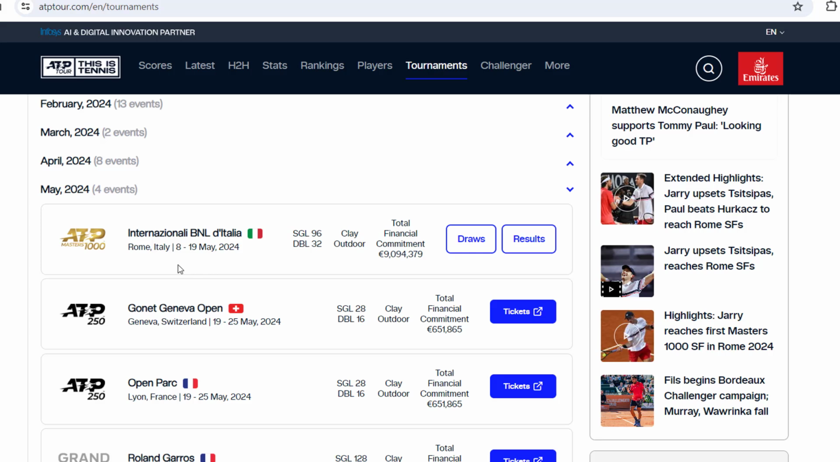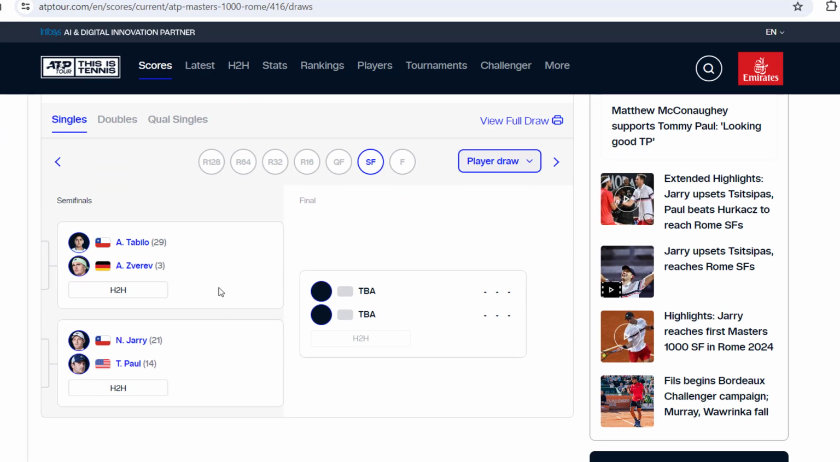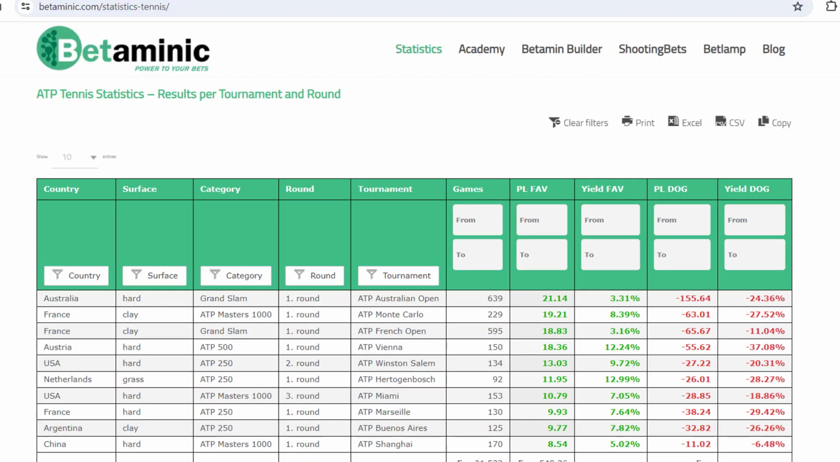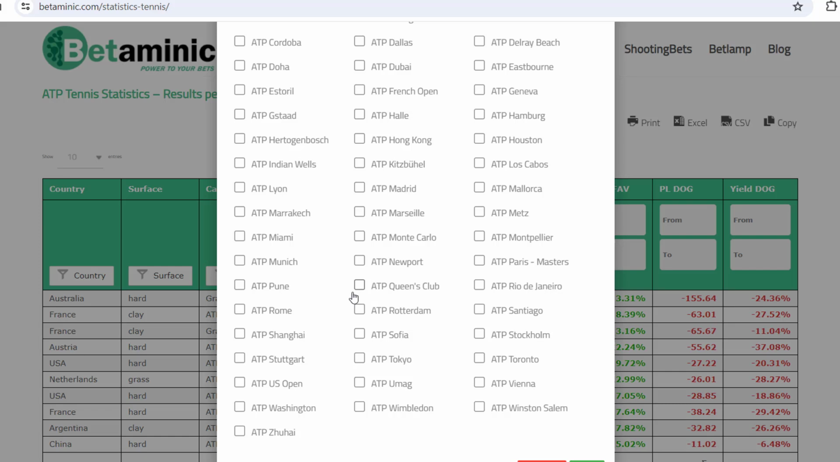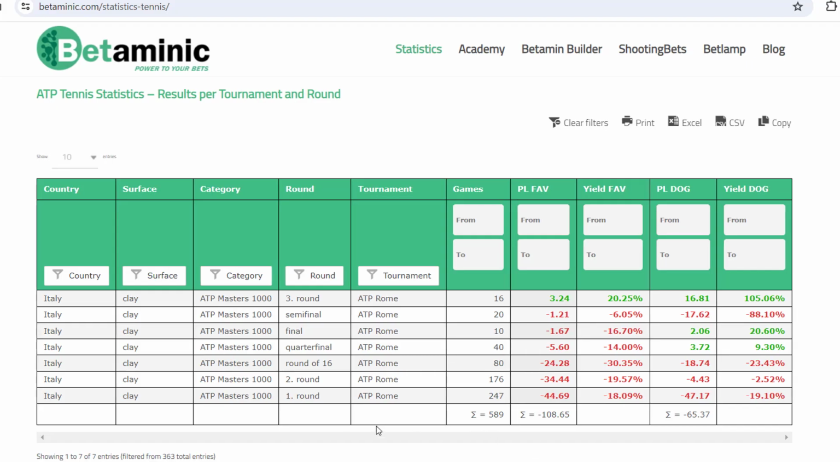So at the moment, the ATP Rome is on. So I click on draws to see who's playing. And I can see they're at the semi-final stage now. So I can use this ATP statistics page. If I go to tournament, and then I just select ATP Rome, and then just filter down to that, I can see what has happened over the past 10 years since 2014.